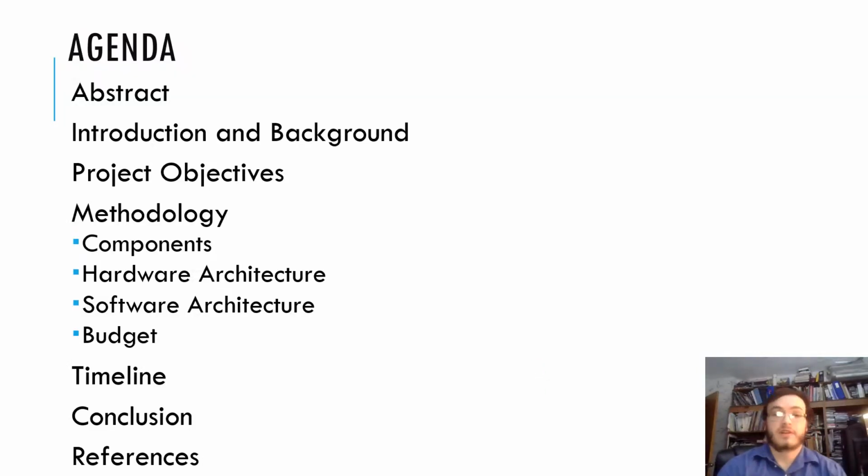Our agenda today will be very similar to the agenda of the first PowerPoint. It will begin with the abstract. After this, it will lead into the introduction and background. From there, we'll go on to the project objectives. And after this, we'll have the methodology. The methodology includes the components, hardware and architecture, software architecture, and the budget. There are also some small added parts that will discuss how the project went and any problems that we ran into. After this, we will go over the timeline, followed by the conclusion. Finally, we'll go over the references that were used for this project.